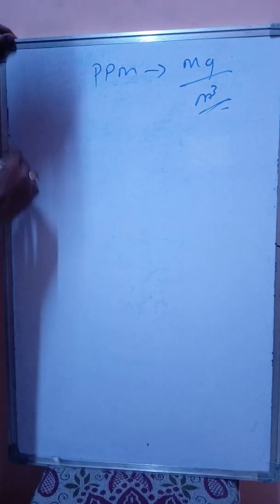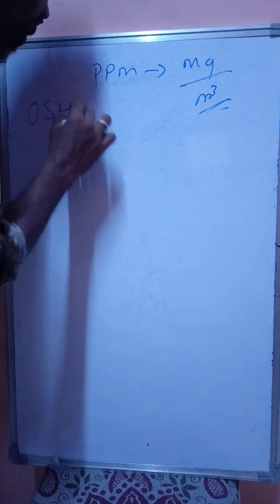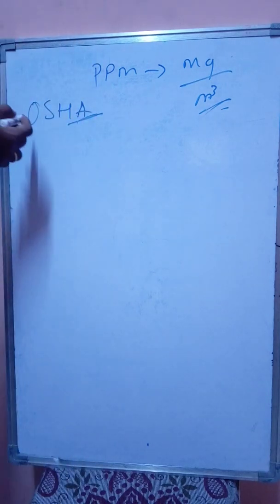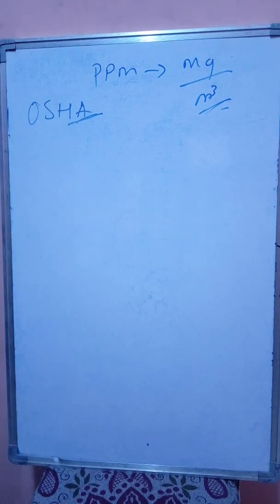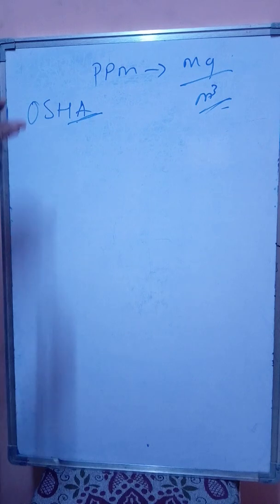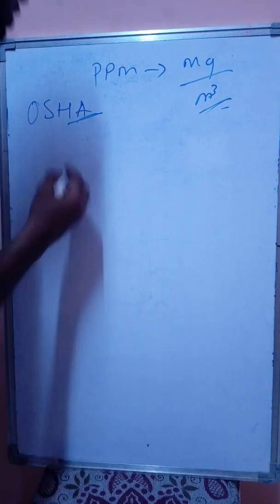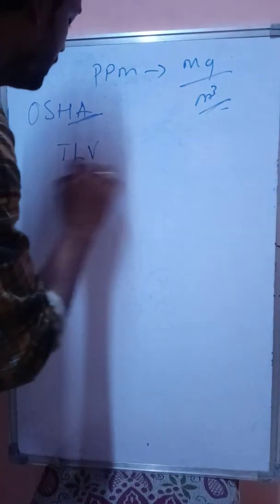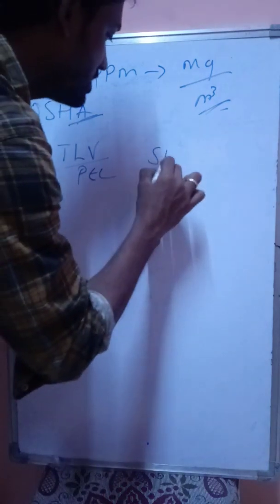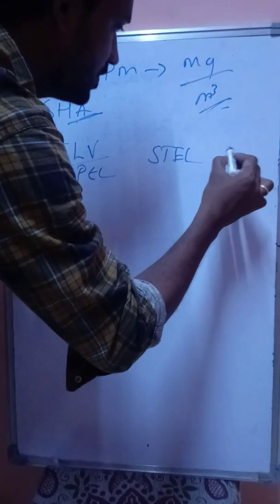Before we go for that, we will see some standards. So we have OSHA standards. OSHA is nothing but the Occupational Safety and Health Administration. These guys are making the standards: what concentration of gases or liquids is allowed for an 8-hour working day, where a human can work without any adverse effects. They have TLV or PEL, STEL, and IDLH.